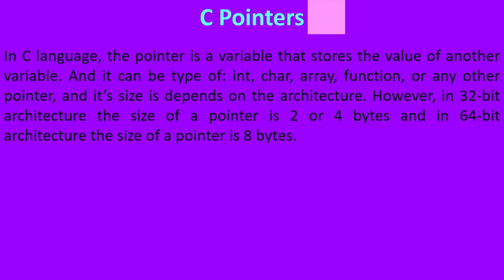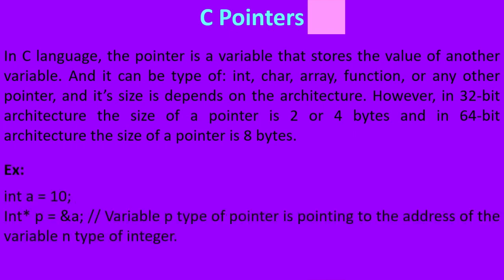However, in 32-bit architecture, the size of a pointer is 2 or 4 bytes. It may be 2 or 4. And in 64-bit architecture, the size of a pointer is 8 bytes. So let's take an example of storing another variable's value into the pointer. Here we have the integer a and its value is 10. And that is the pointer variable p.